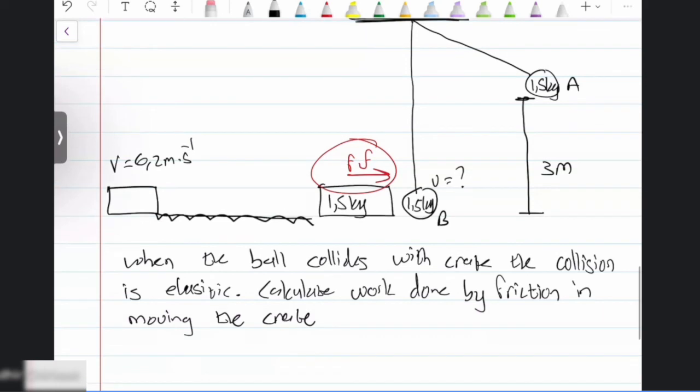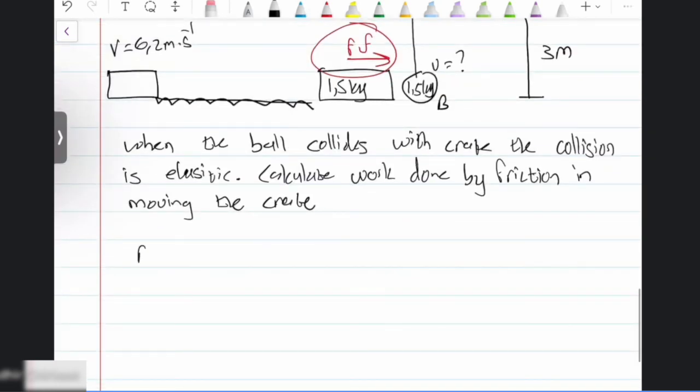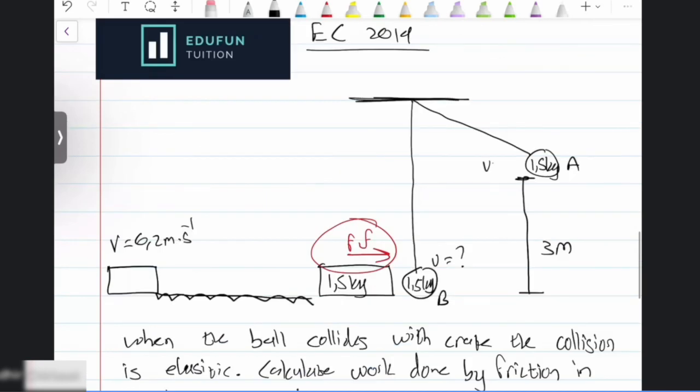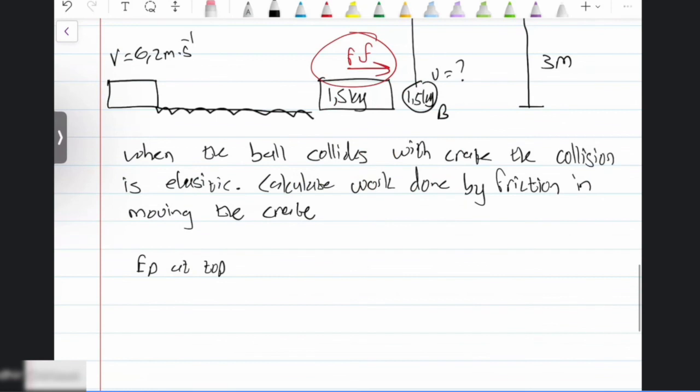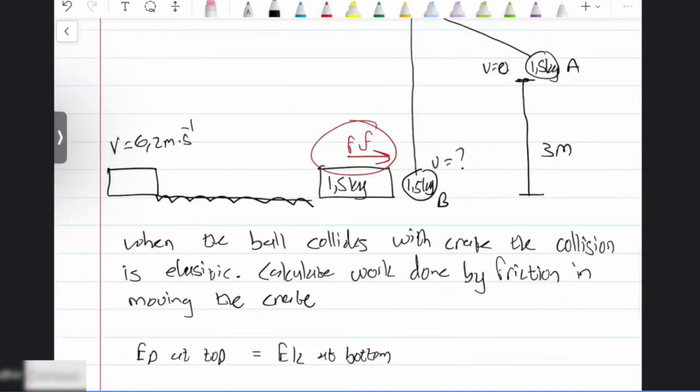So guys, here it's really simple. We're going to say that EP at the top, because they said it was just released, so the velocity here is 0. Apologies, I should have said that. EP at top is equal to EK at bottom. Because there's nothing else, we know that the kinetic energy here is 0. We know that the potential energy here is 0.